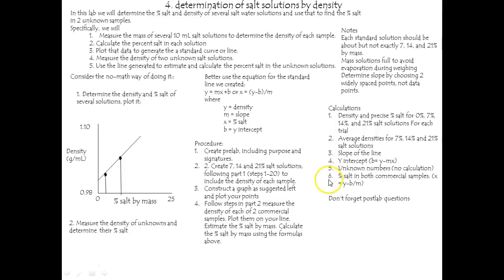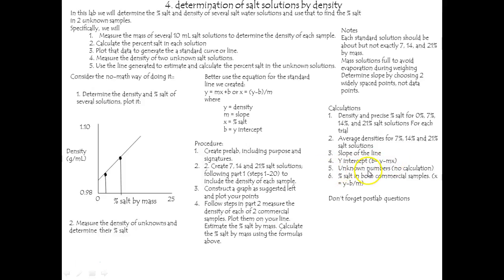Here's the calculations we're looking for. There's 6 listed. Not all of them are exactly calculations, but here's what we'd like to see. For the 0%, that means pure water, 7, 14, and 21% salt solutions, calculate both the density and the precise percent salt for each. Generate a table if that's a handy way to do it, to show the calculations. Calculate the average densities when it's necessary for those solutions, since you might be doing it in triplicate, as I pointed out before. Find the slope of the line, as we just indicated. Find the y-intercept. You could estimate it, and I'd recommend you do that, but solve for b, which is shown right there, to get a more precise value.